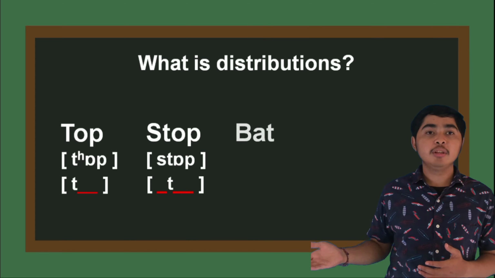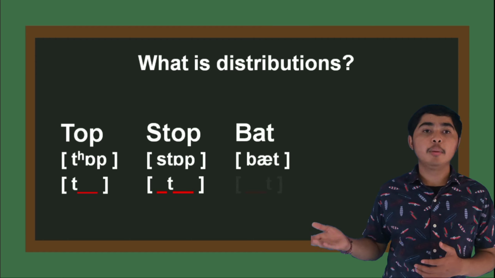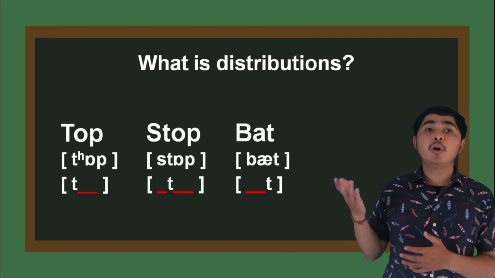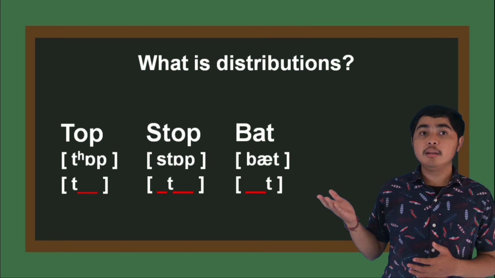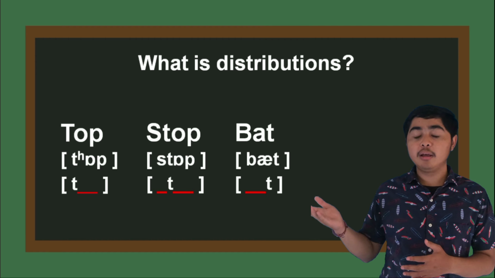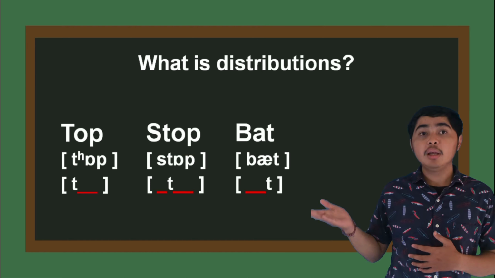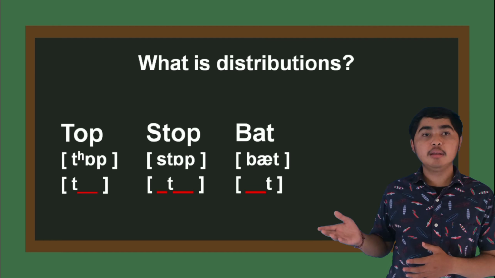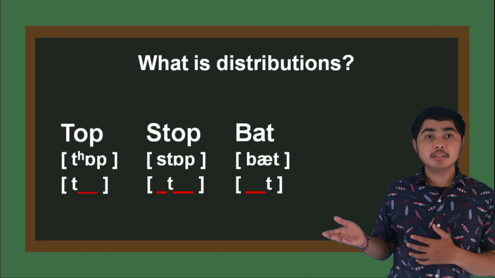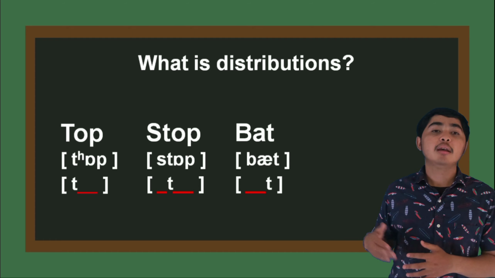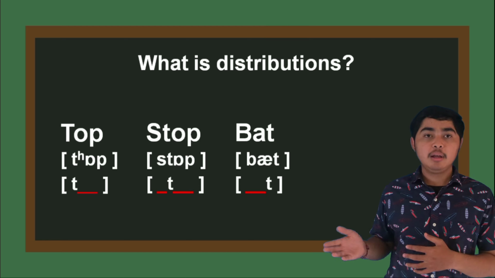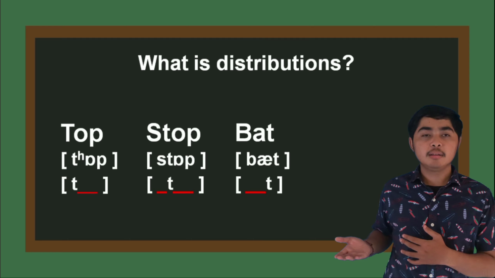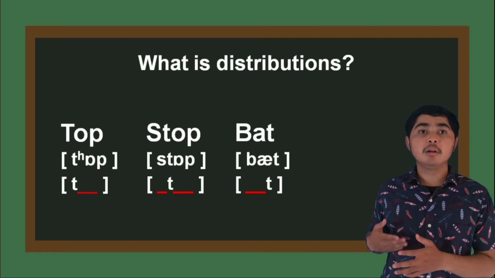Please pay attention to the phonetic transcription. Please highlight the phoneme t, like in top. In word initial position, it is aspirated. In stop, in the middle of a word after s, it is not aspirated. And in back, in word final position, it is not aspirated.